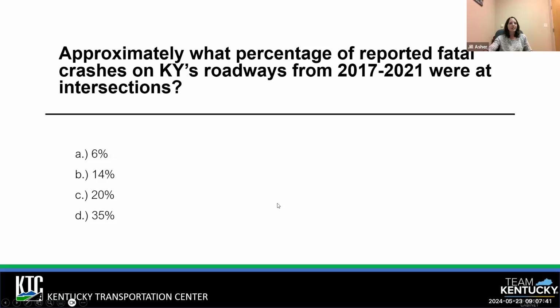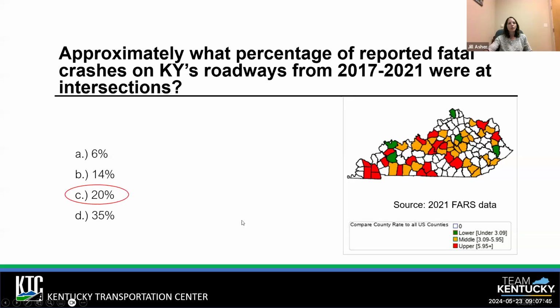I see a lot of Ds, and actually in Kentucky, it's around 20%. You can see the little graph on the right, that's FARS data from 2021, and it compares county data nationally. Red's not good. It does it on a rate basis, so it's spread out all over Kentucky as far as the high rates.